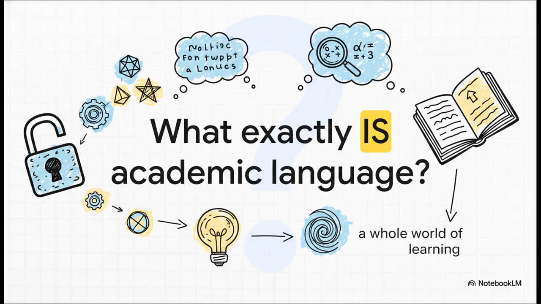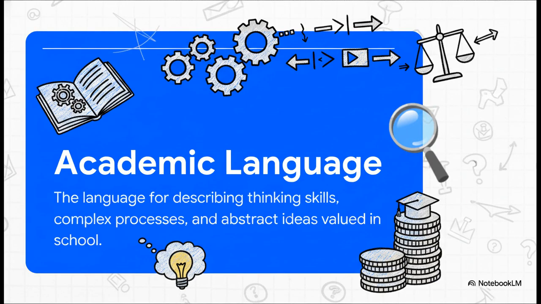Is it just about using big, complicated words to sound smart? Well, not quite. It's actually way more interesting than that. It's kind of like a special code that unlocks a whole world of learning. When you boil it right down, academic language is the specialized toolkit we use to talk about complex thoughts and abstract ideas. It's the language of reasoning, of analysis, of building a structured argument. You could almost say it's the official currency of education.